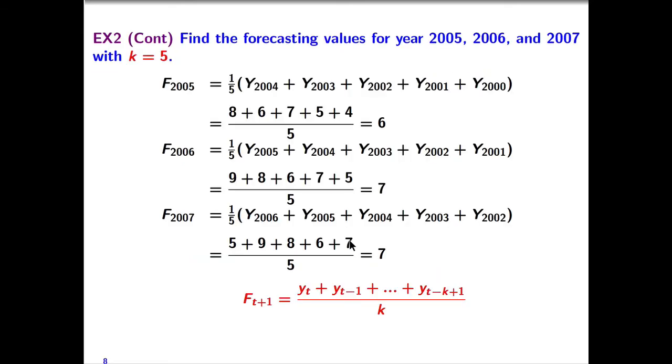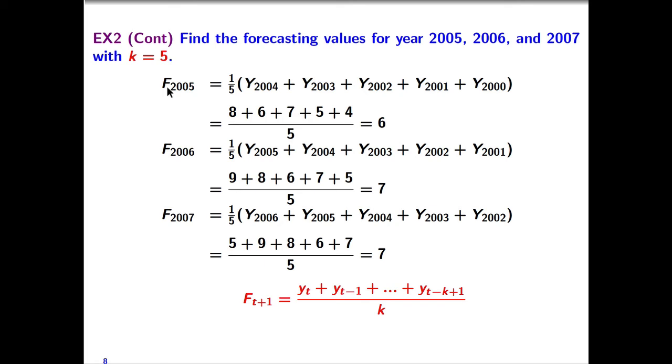Now, let's see our example. This is the continuation of example number 2. Find the forecasting value for year 2005, 2006, 2007 with k equals 5. So we use 5 data points for our moving average. Order is k equals 5.